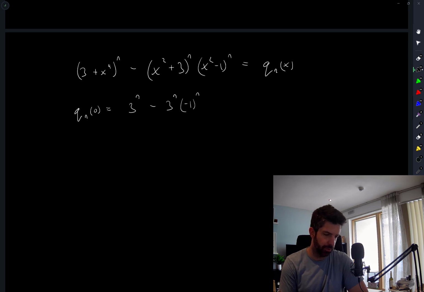Yeah, we figured this out before also, right? This means that the constant term of the polynomial p_n must be equal to 0 for even n, or 2 times 3^n for odd n.